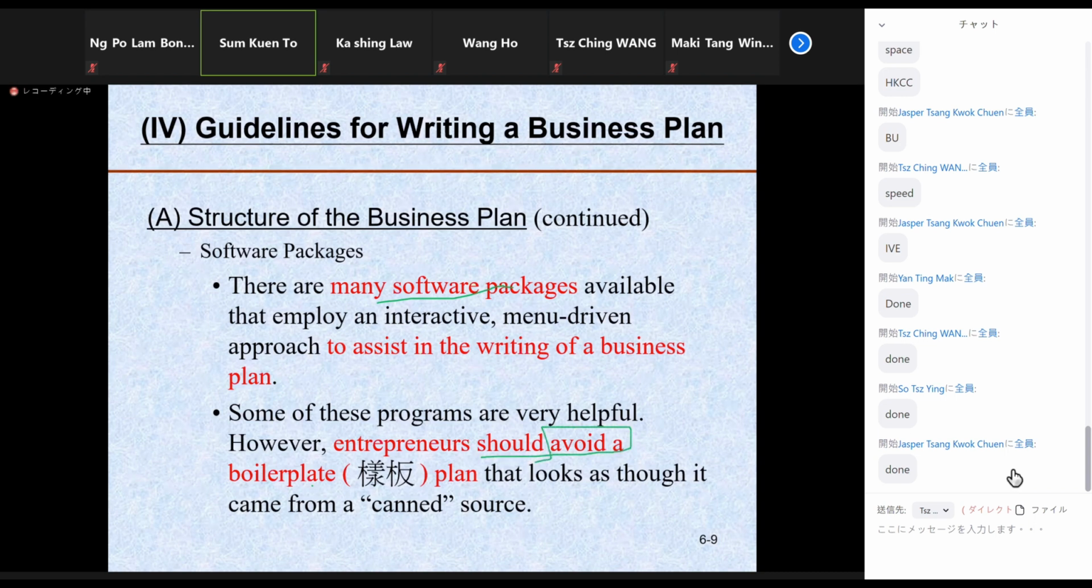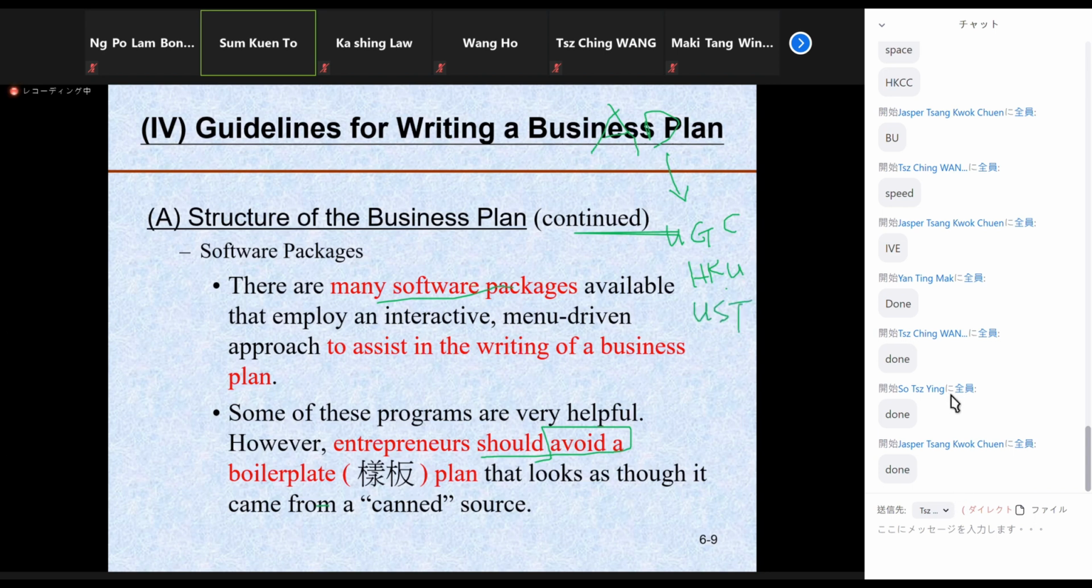Avoid a standard plan. This is a mistake. Let me sidetrack a little bit and give you an example, even though it doesn't apply to you now, or applied to you one or two years ago. If you were studying an associate degree before, of course you wanted to apply to a UGC-funded program, such as Hong Kong U, UST, CityU, and so on.